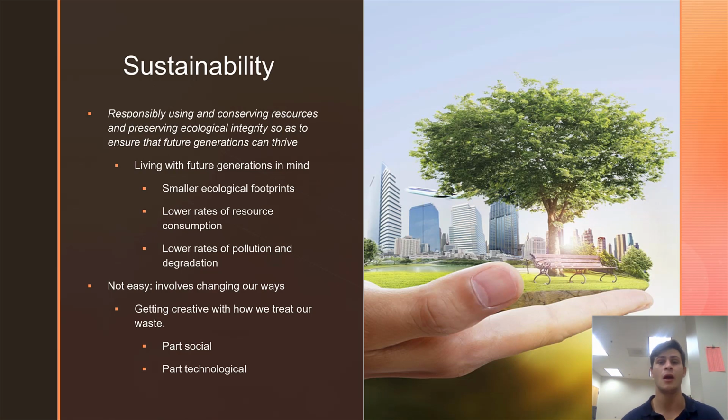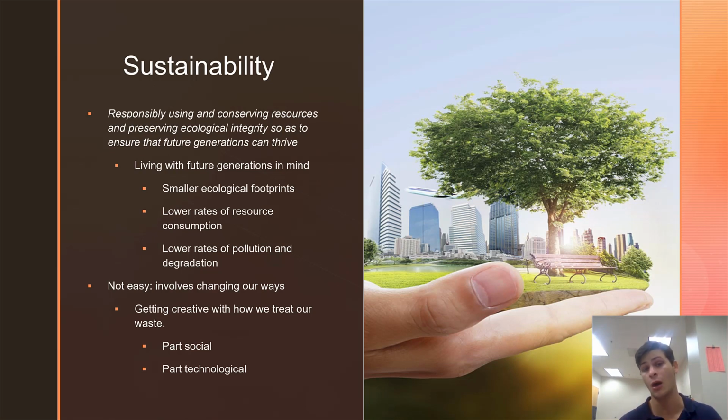Basically, it is a philosophy designed with the intent of responsibly using and conserving resources, as well as preserving the ecological integrity of given ecosystems, so as to ensure that future generations of people, so those are going to be our kids, our grandkids, and our great-grandkids, can also survive as well as thrive in the future. Basically, it is living with future generations in mind.